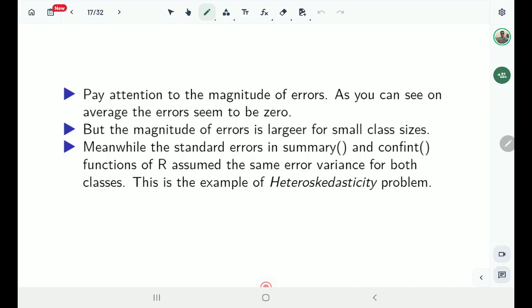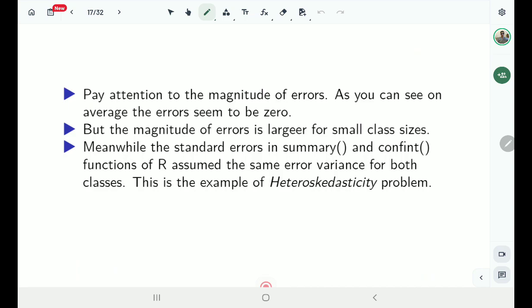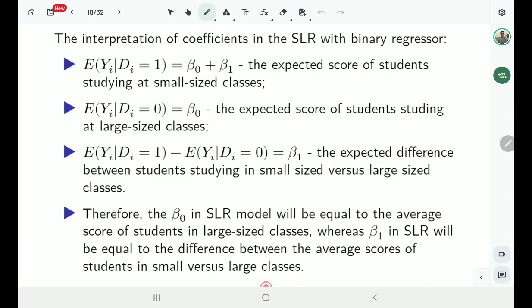Although the average of errors is 0 when you fix the class size variable d at 0 or at 1, the deviations from the red point average 0. The same holds for the small class sizes, but the magnitude is changing. Okay. So again, the problem with the summary and confint functions in R is that they do not take the heteroscedasticity problem into account. So we have to get around this problem.